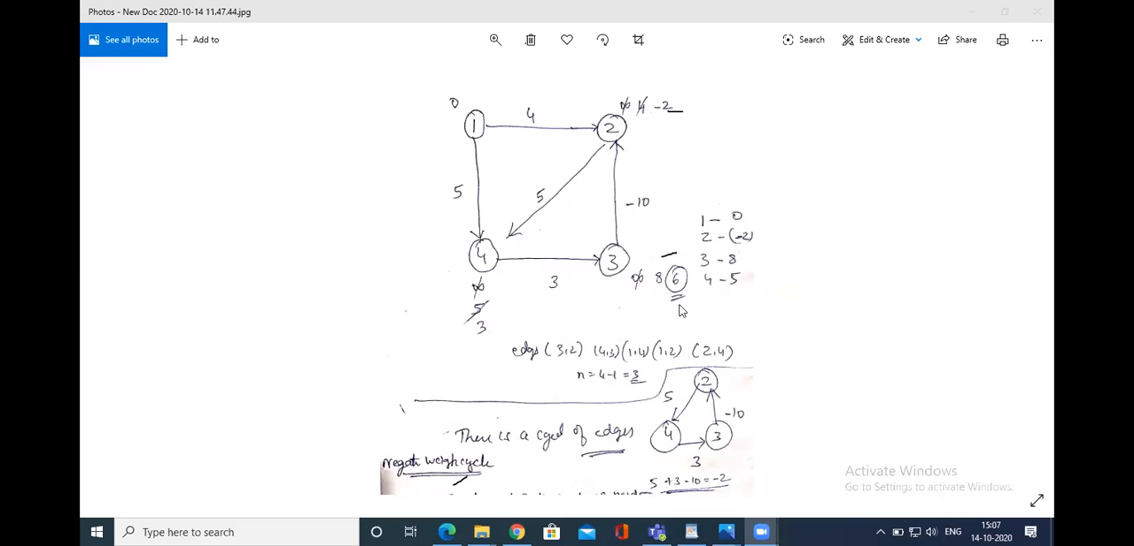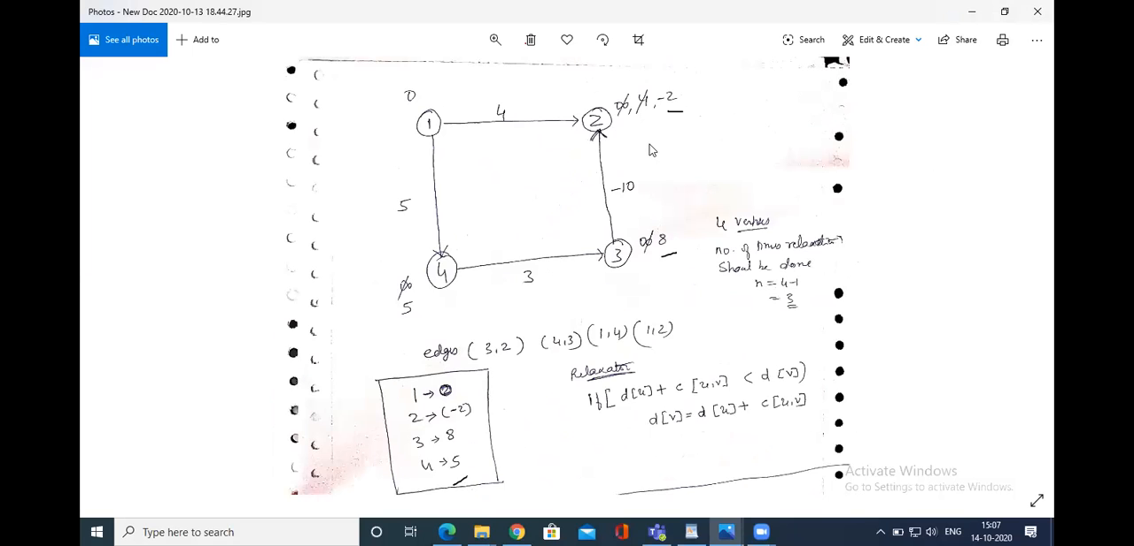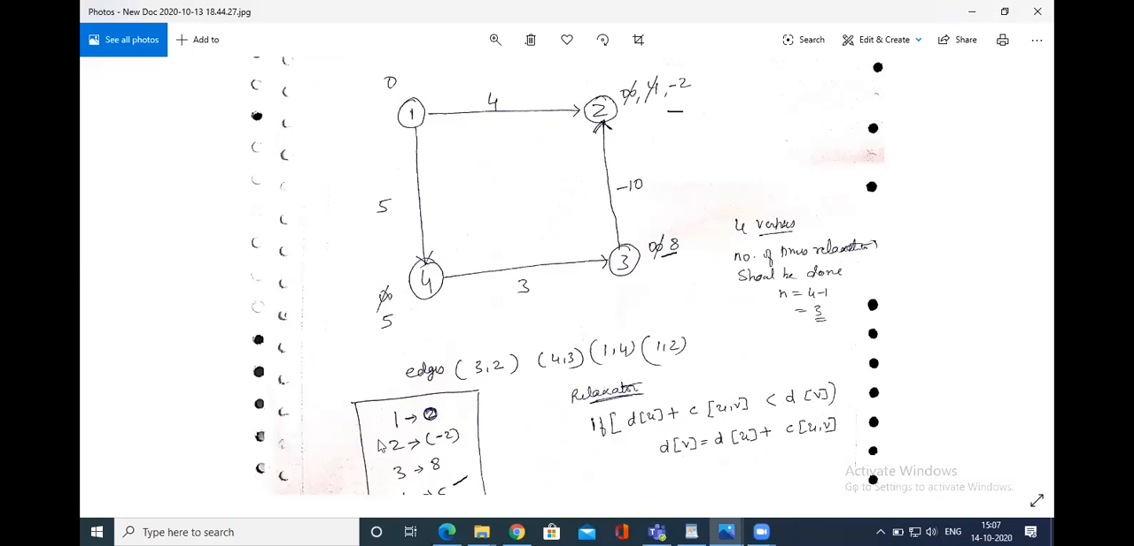So that is all about the theoretical part. Once again, this is to show you the drawback of the Bellman-Ford algorithm. Before that, this diagram, once again, if you have not followed, let me show how I have calculated the shortest path from 1 to 0.